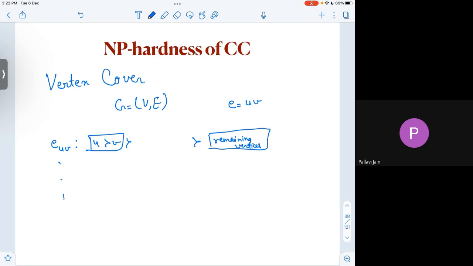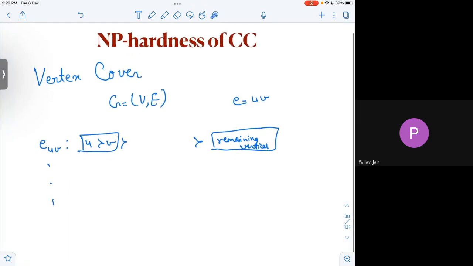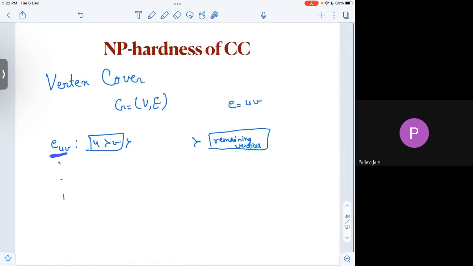In vertex cover, we started with an undirected graph. For this particular edge, U and V are the endpoints. You can choose any arbitrary order between them. Think about these chunks: in this chunk you can have any order, in this chunk you can have any order. I mainly care that these should be the top 2.